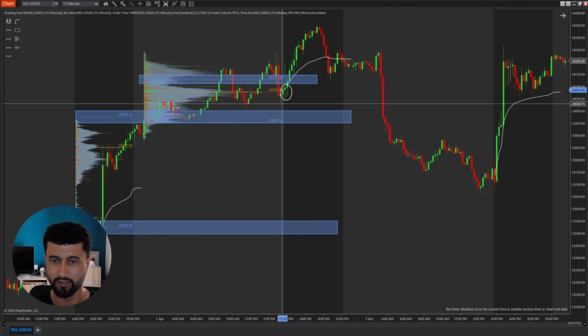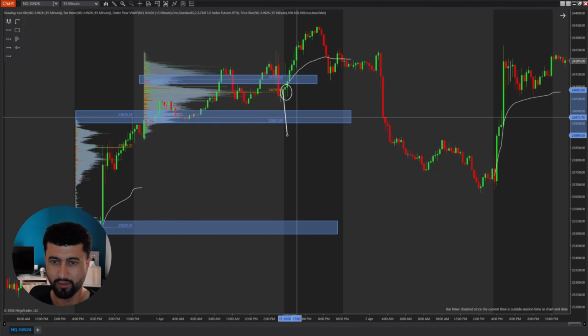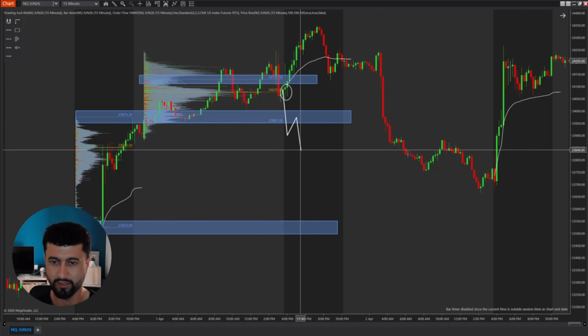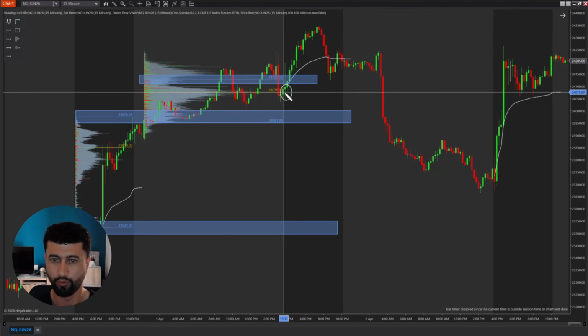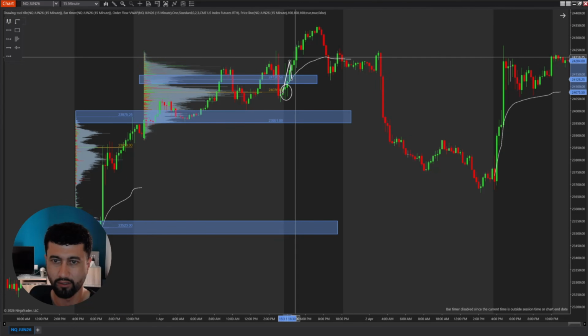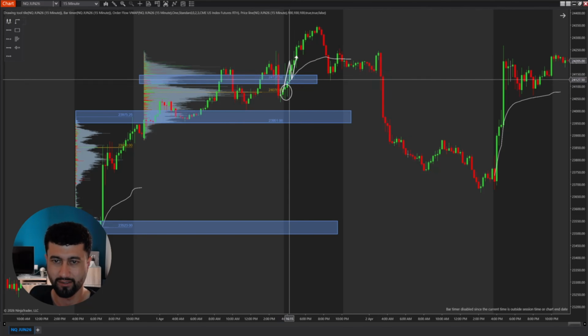Unless price is willing to accept back inside the value, then we can maybe look for a retest and look for a trade to the downside. So our first trade idea would be to wait for a breakout of the value area high of the pre-market, wait for a retest, and then look for a continuation back to the upside. And this is exactly what happened.